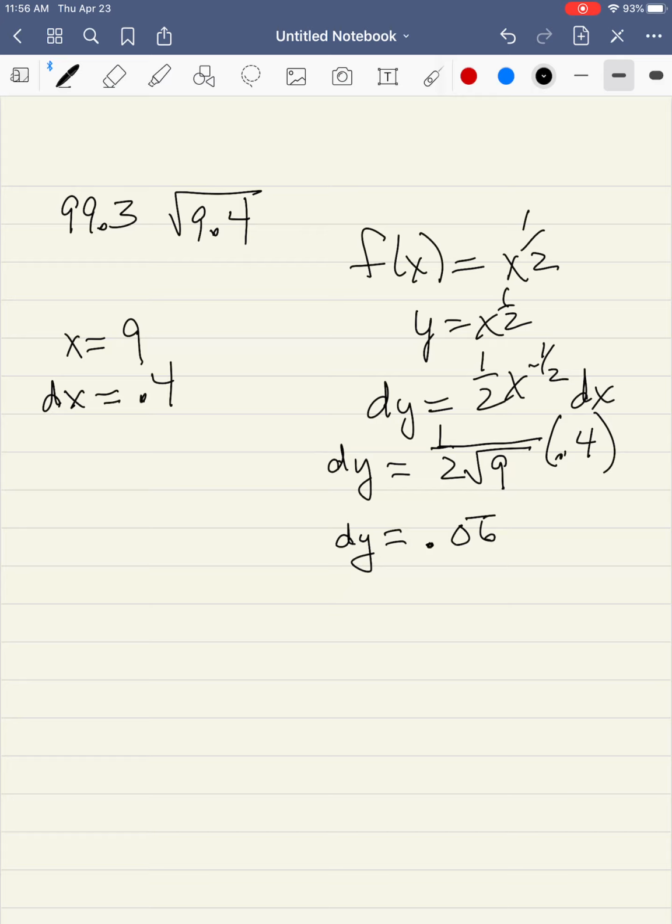So then we already knew that the square root of 9 is 3. So then an approximation for the square root of 9.4 would be 3 plus this differential. So it would come out to be 3.06 repeating. All right.